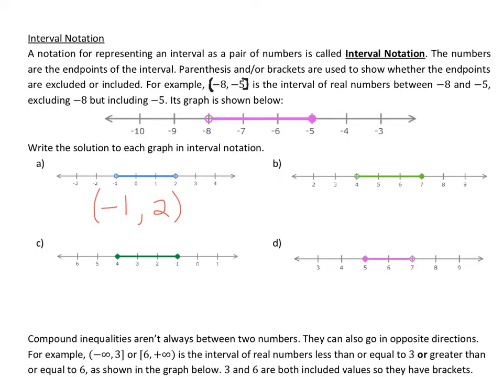And that's it. Letter B. We have 4 with a circle and 7 with a circle. 4 has an open circle, therefore a parenthesis. 7 is a closed circle, therefore a bracket. So again, parentheses mean exclude, brackets mean include. Try C and D.